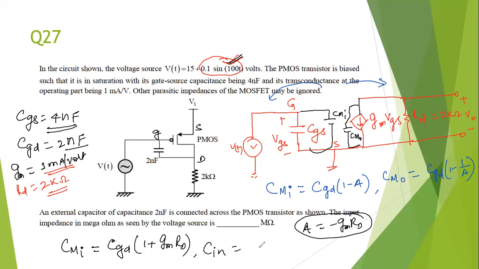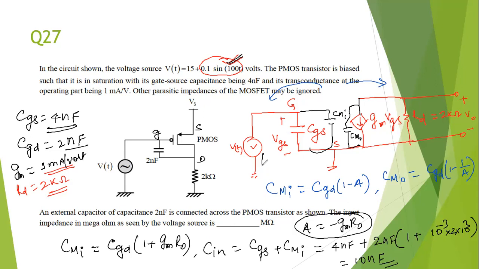Both are in parallel. So you can write CGS plus CMI, and this is equal to 4 nanofarad plus 2 nanofarad into 1 plus gm, which is 10 to the power minus 3, into RD, which is 2 into 10 to the power 3. So this is 6, and this is 10 nanofarad. So total input capacitance is 10 nanofarad.